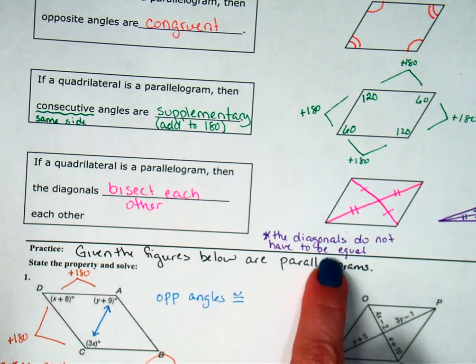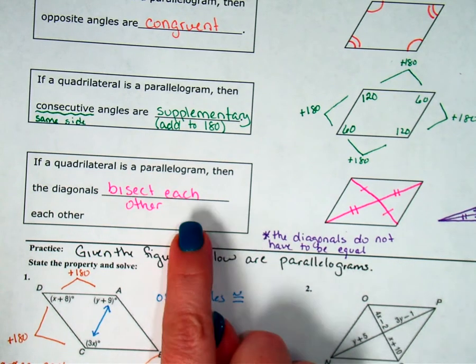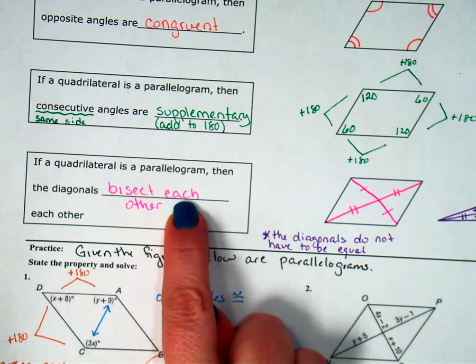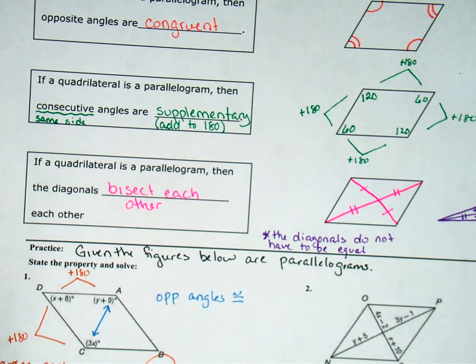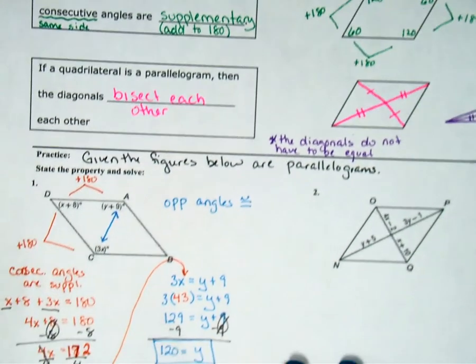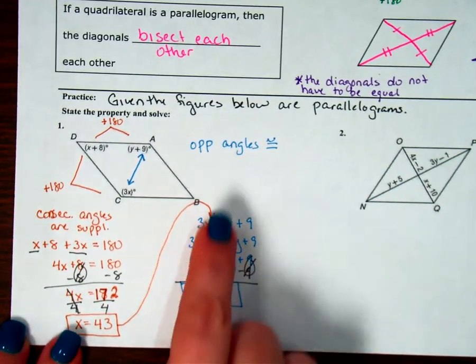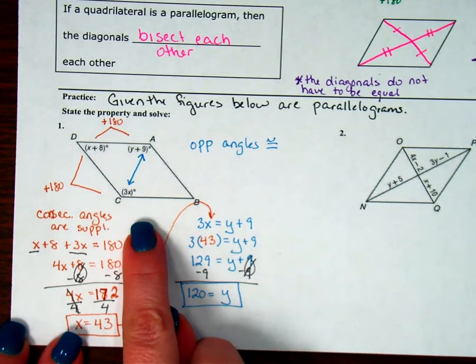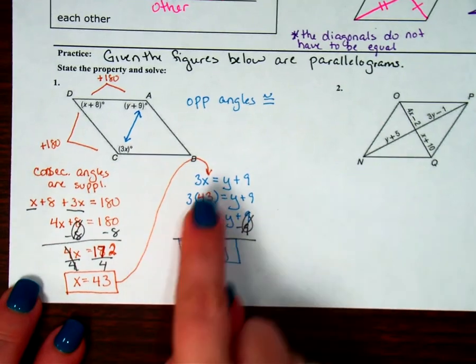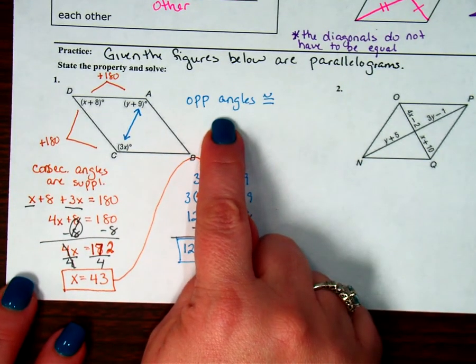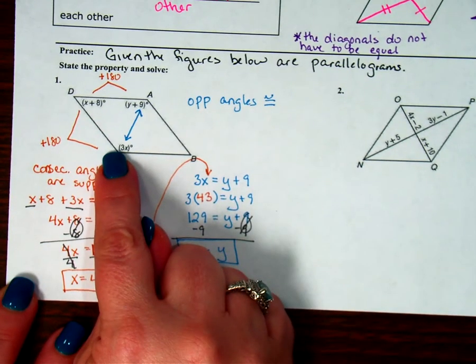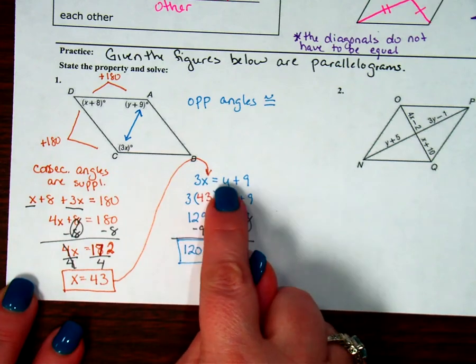Again, the diagonals don't have to equal each other, but they do have to be divided into two sets of equal segments. Okay? And then we looked at this example and we figured out which of our properties we could use to solve for x and for y. We used the idea that opposite angles are congruent and set these two equal, but we couldn't solve right away because we had an x and a y.